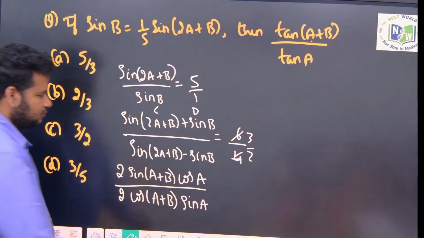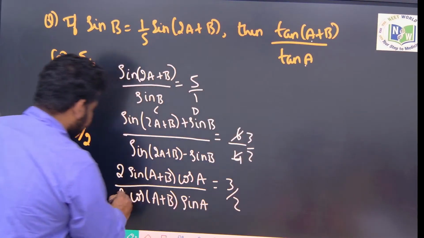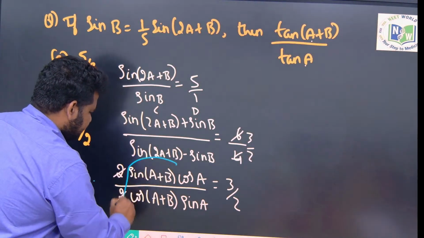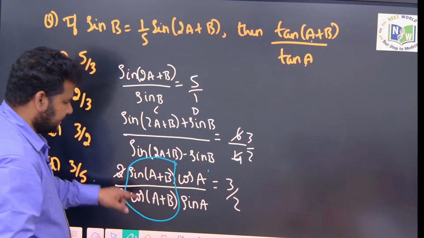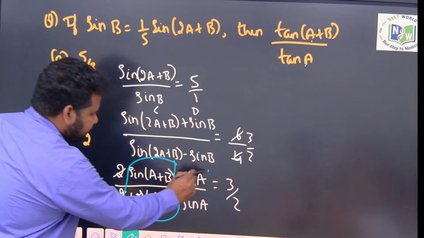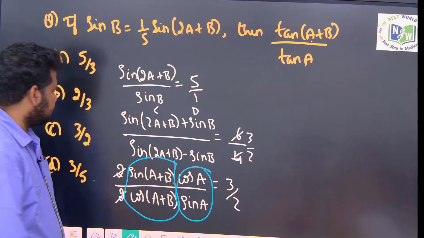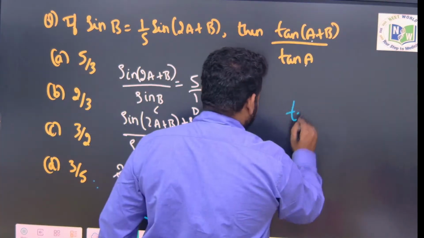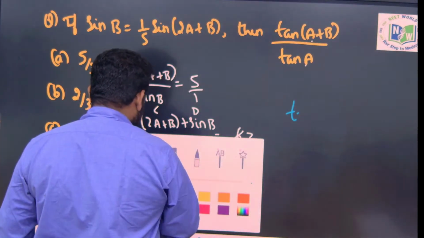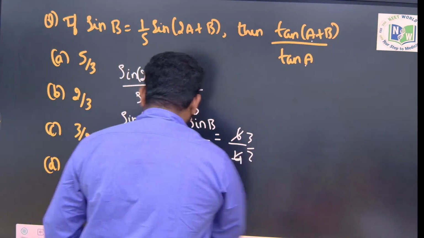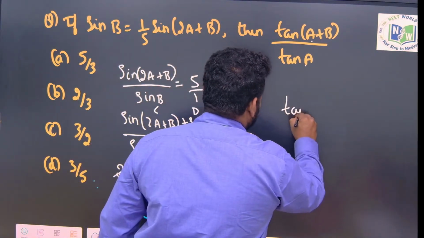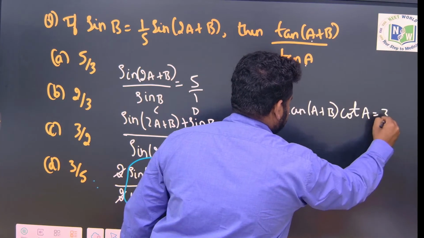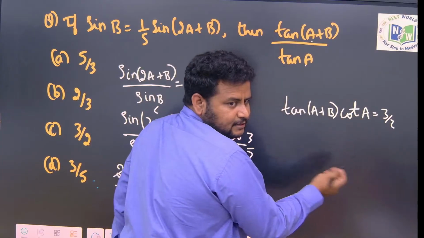By sin a is equal to 3 by 2. This 2 and 2 I can cancel. So observe carefully. This is sin(a+b) by cos(a+b), which is tan(a+b). Correct? And this is cot a. So tan(a+b) into cot a is equal to 3 by 2. If I bring it down, this will become cot a. Correct?